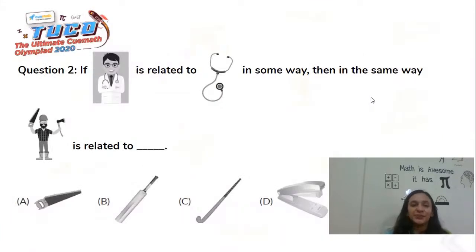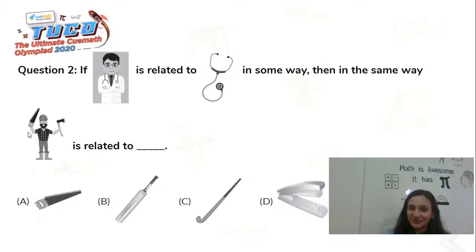Now we have the same thing. It says if a doctor is related to stethoscope in some way. So stethoscope is an instrument. It's a tool of a doctor that he always has with him. You can see it's around his neck. Then in the same way, a woodcutter is related to dash. You see an axe in his hand and there is another tool in his hand.